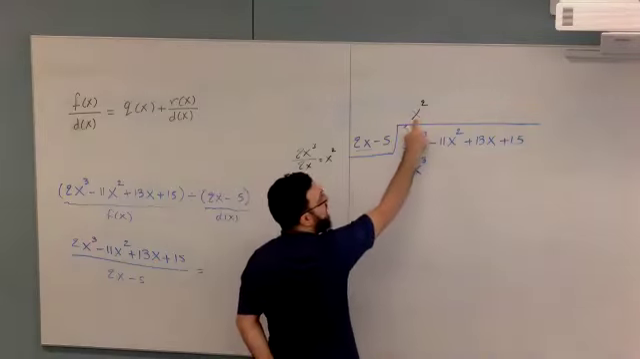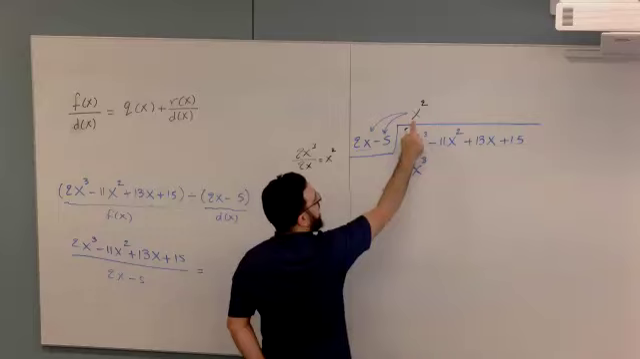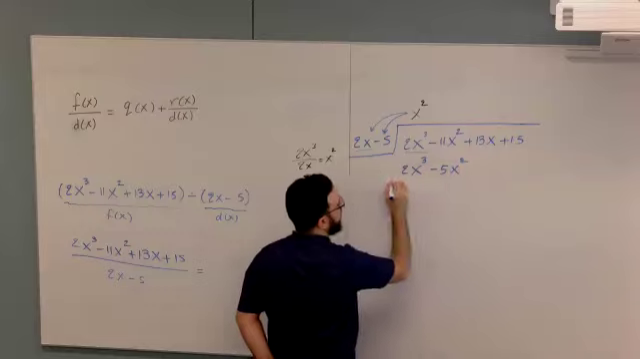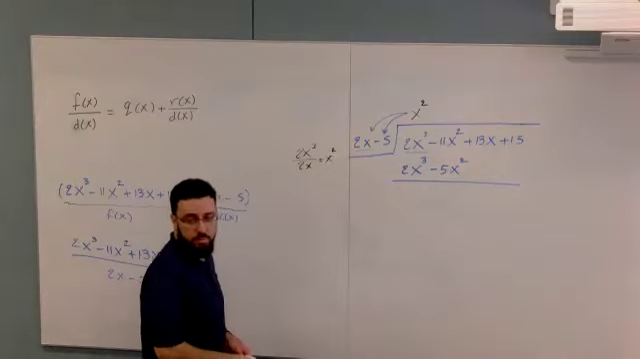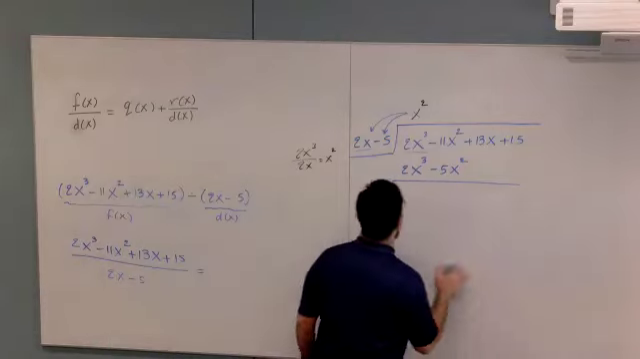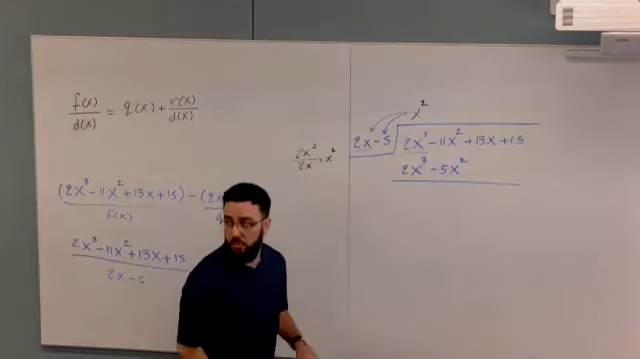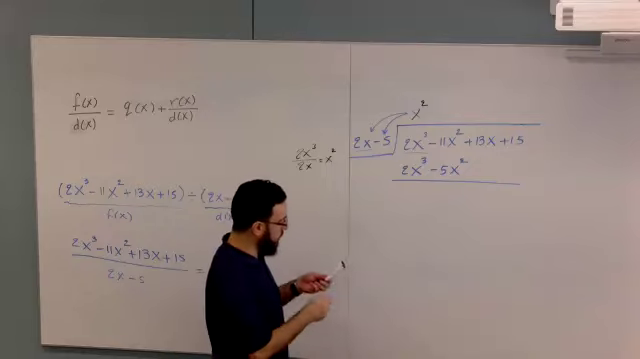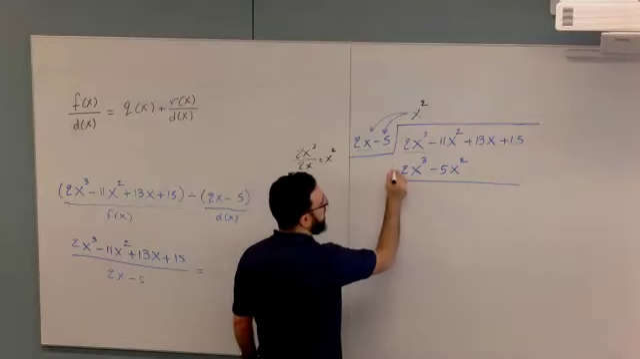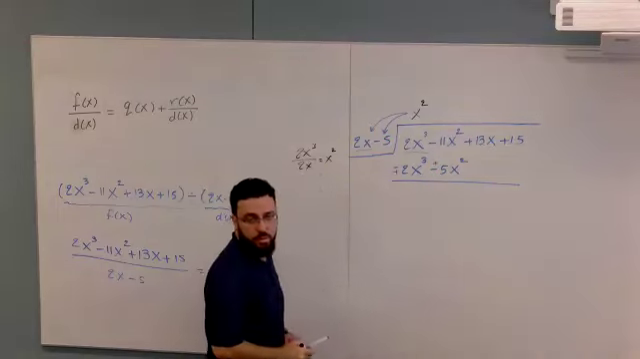Now I'm multiplying what I got here with this one, and then I have to multiply it with this one. Now x squared times negative 5 is negative 5x squared. Is that okay so far? Next step, what I'm going to do is change the sign. What's the sign here? Positive, change it to negative. What's the sign here? Negative, change it to positive. Okay?